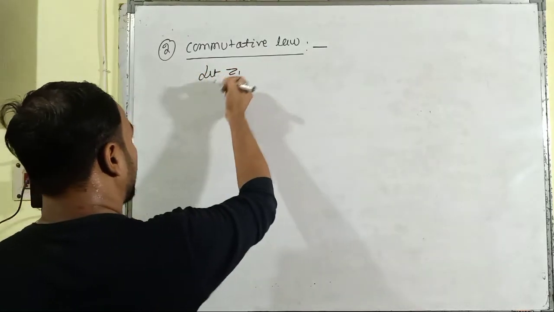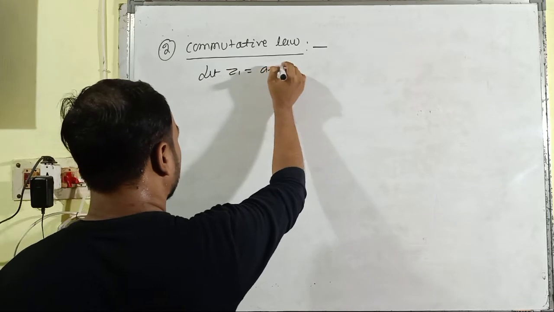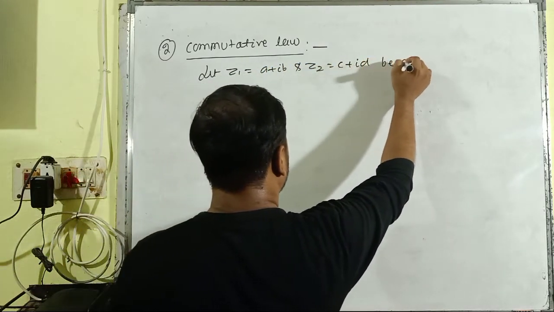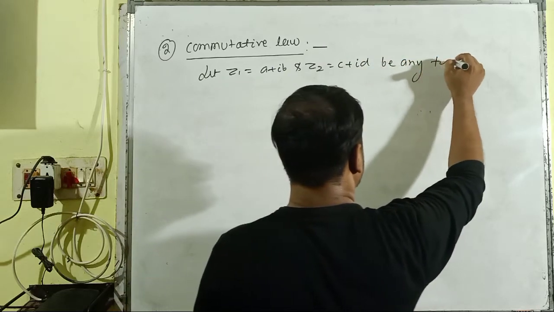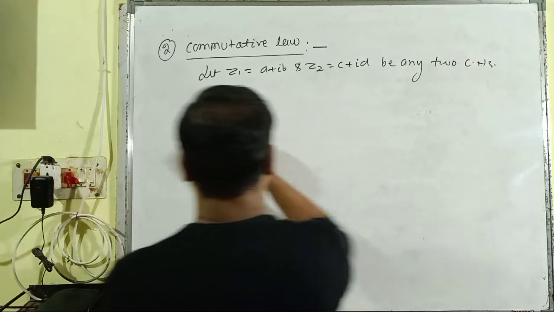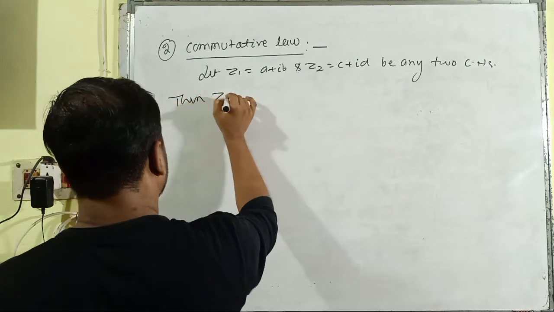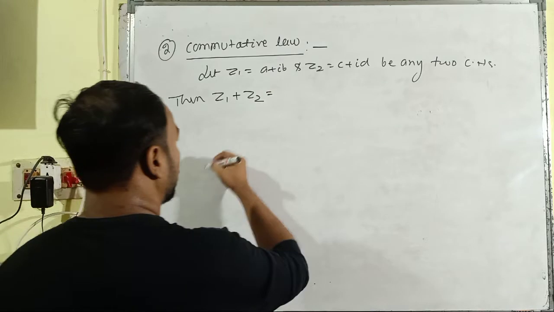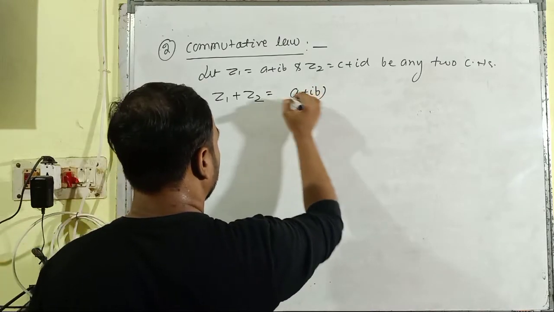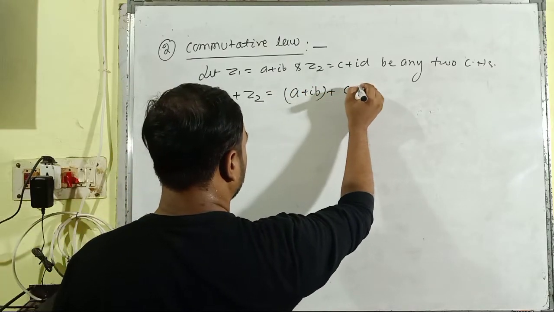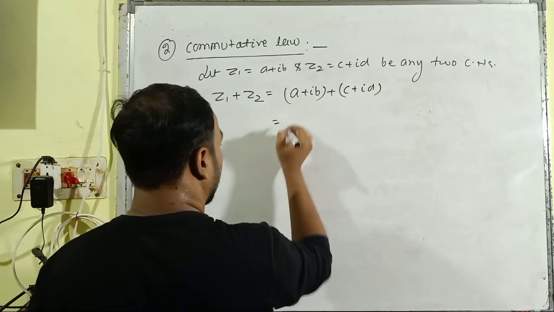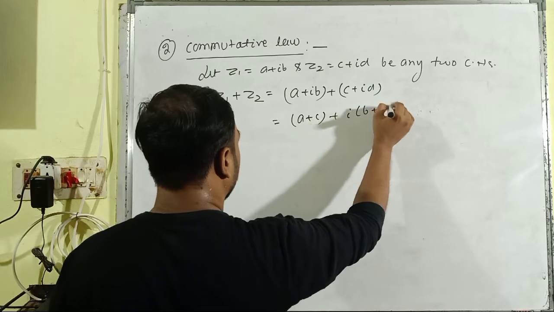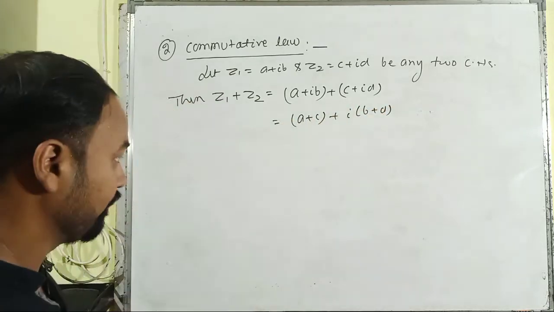Let Z1 equal a plus ib and Z2 equal c plus id be any two complex numbers. Then Z1 plus Z2 is equal to a plus ib plus c plus id, and it will be equal to a plus c plus i into b plus d, because we have already solved it.